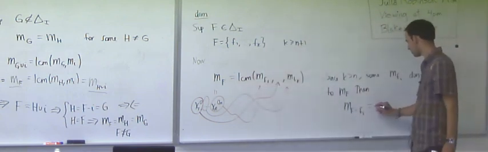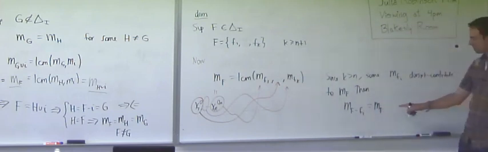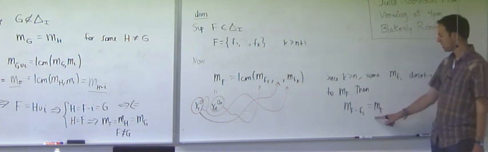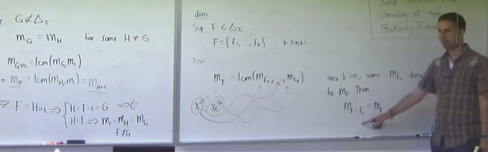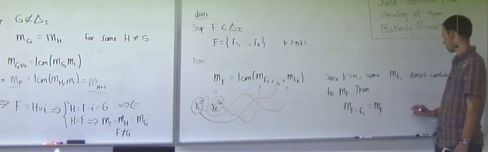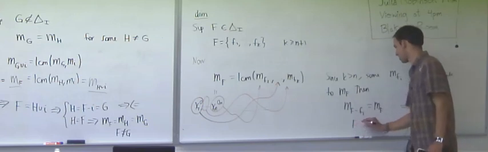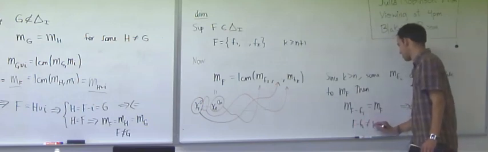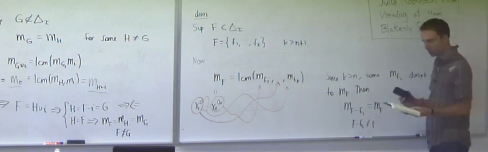And you get a contradiction because this was supposed to be a unique LCM, and I just produced it by two different sets. So that's how we know that we have a simplicial complex with dimension less than or equal to n minus 1.